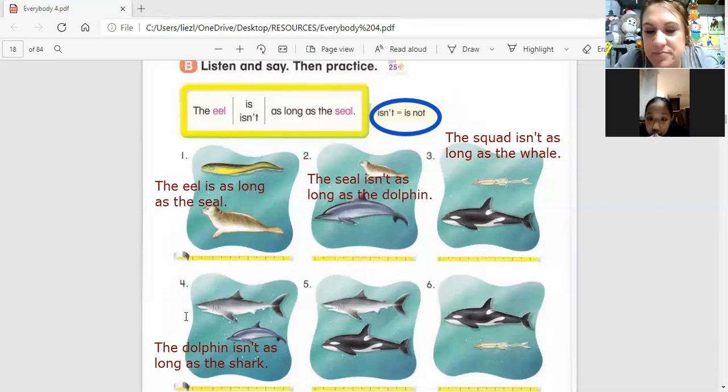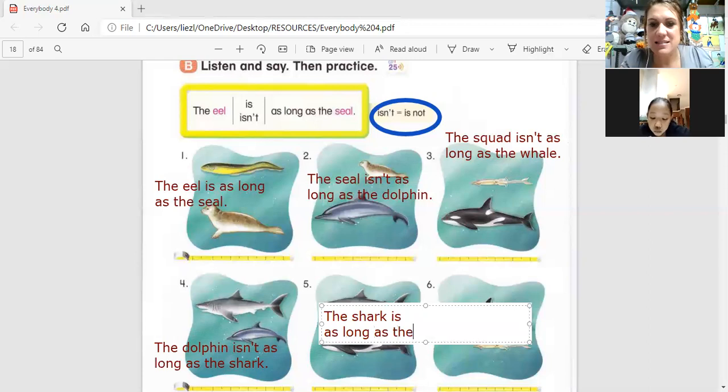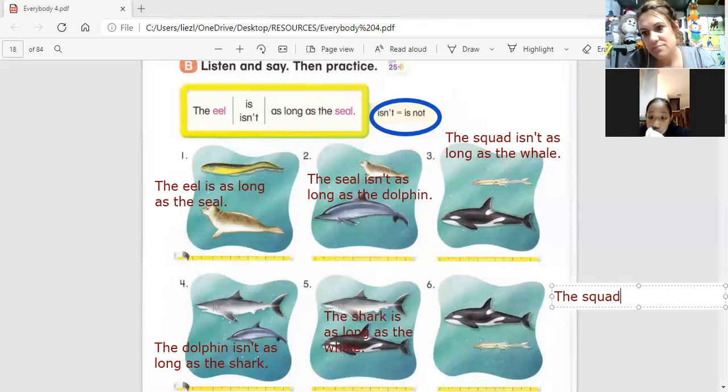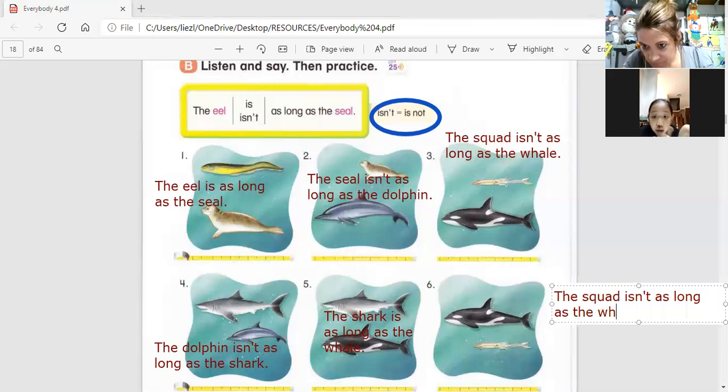Let's try number five. The shark is as long as the whale. What about number six? The squid isn't as long as the whale. Yes.